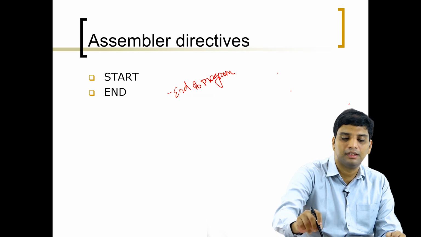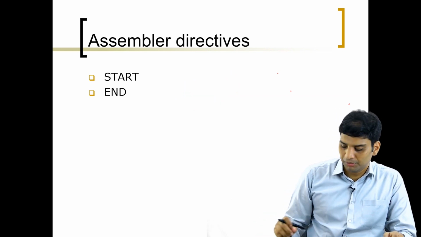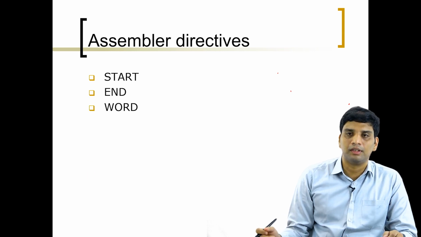So we have discussed two assembler directives till now. First one is the start of the program, and second one is the end of the program. Now we are going for the third one. It is WORD.